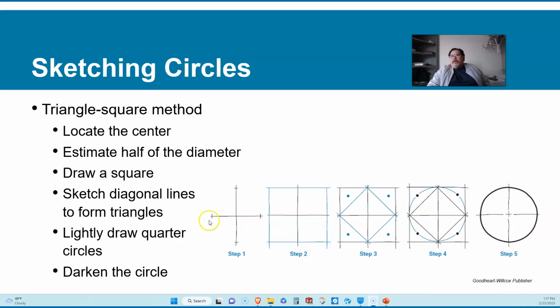And so these little X marks now represent the little points, and I can draw lines through them and create this quadrant. And from the center, from the little cross to the center, is the half diameter that we've estimated. Now we'll draw a square, so we'll extend these cross lines all the way around, which gives us the layout of a square. And then we'll draw diagonal lines to form triangles. So from where the points intersect, we'll go from point to point, drawing triangles all the way around.